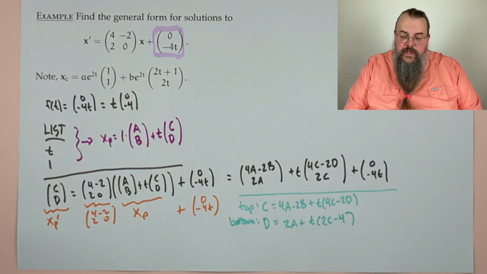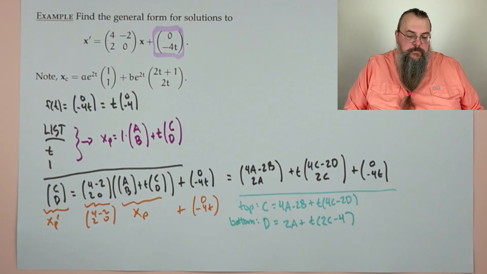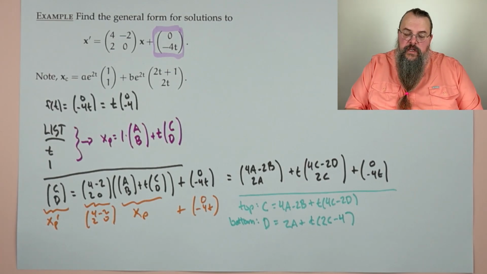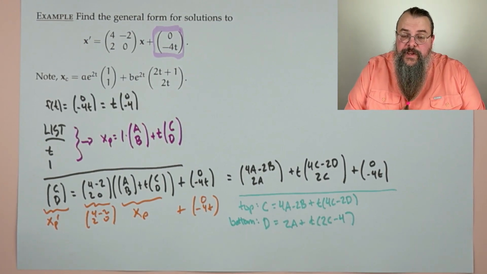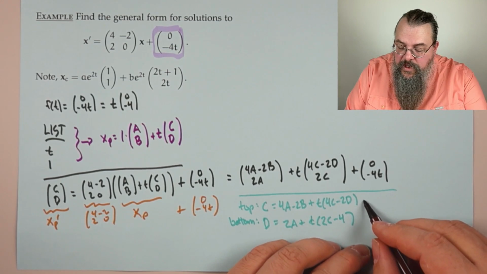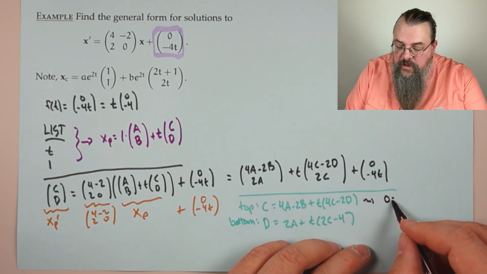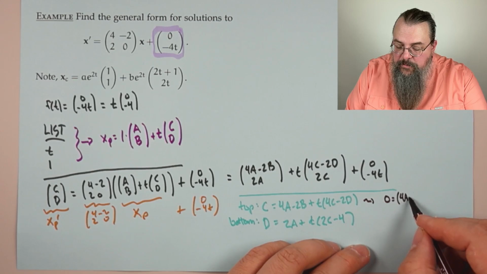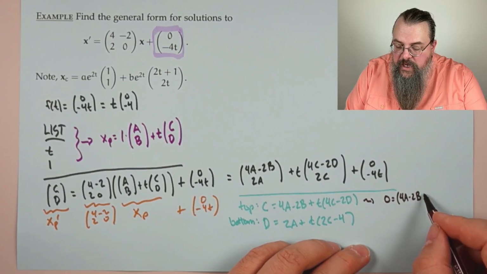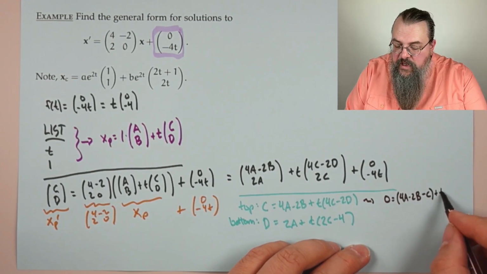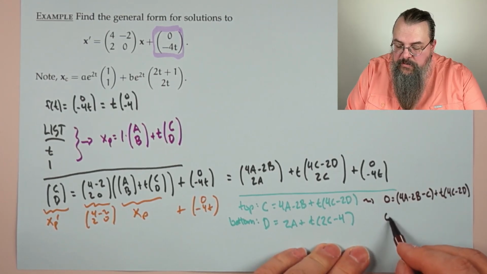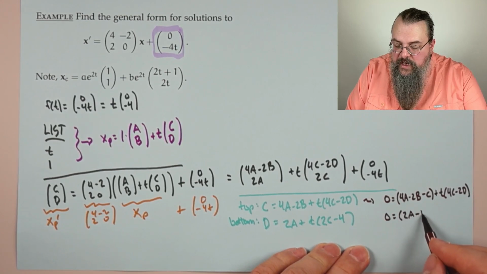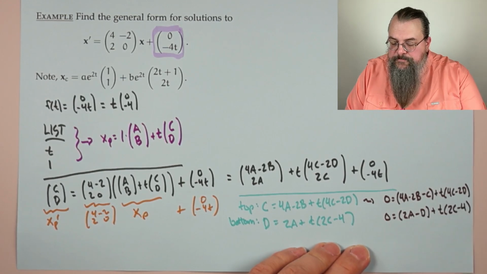All right, cleaning it up a little bit more, I'm going to move the c and the d across. So this becomes 0 is equal to 4a minus 2b minus c plus t times (4c minus 2d). And the bottom equation becomes 0 is 2a minus d plus t times (2c minus 4).